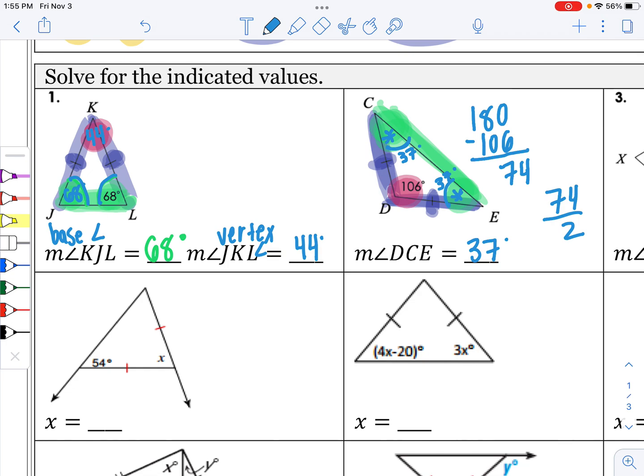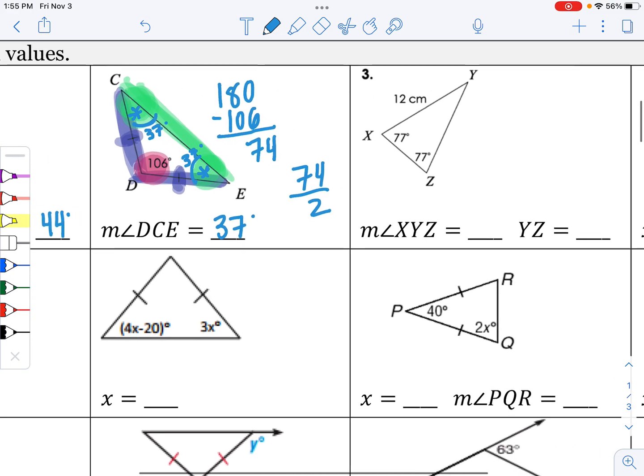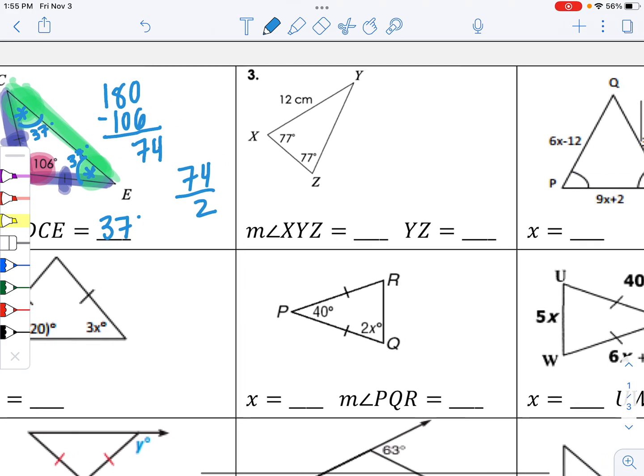So this one was the reverse of what the last one asked me. The last one gave me a base angle and I had to find the vertex angle. And this one gave me the vertex angle and asked me to find a base angle.